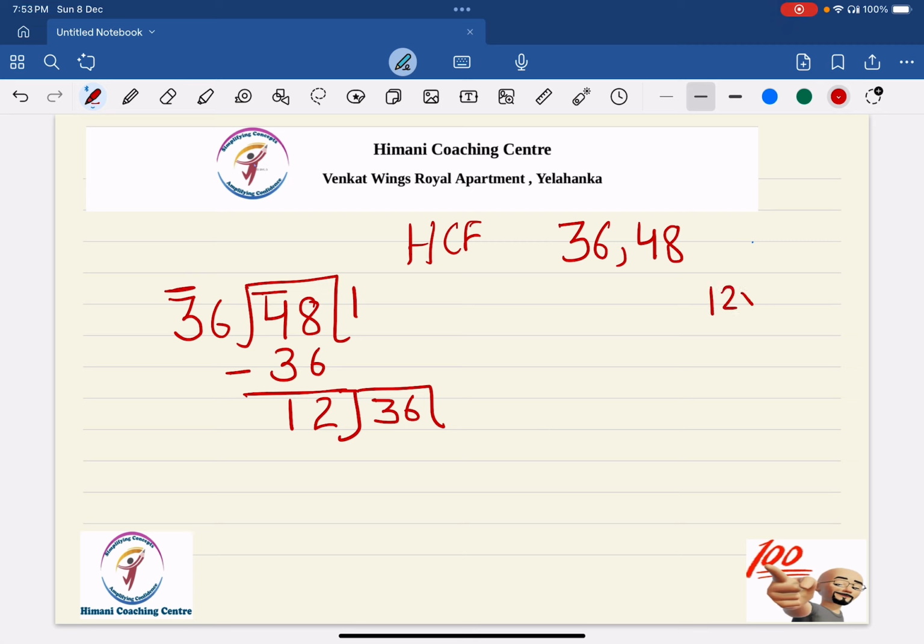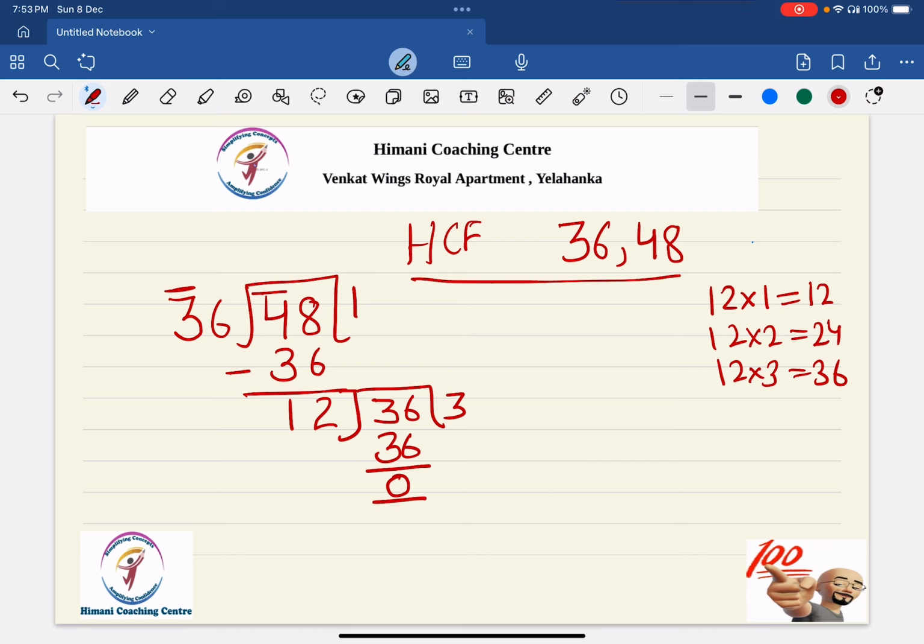So now look at the table of 12. 12 ones are 12, 12 twos are 24 and 12 threes are 36. So can you see this is 36 and the remainder is 0. So HCF of 36 and 48 is 12.